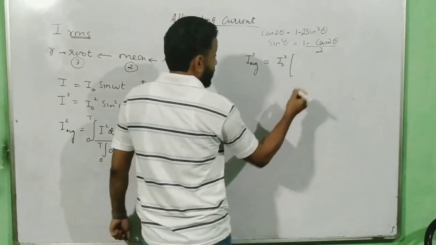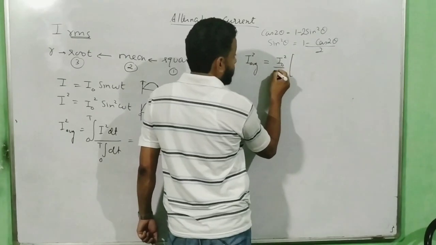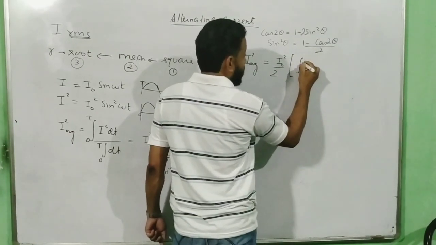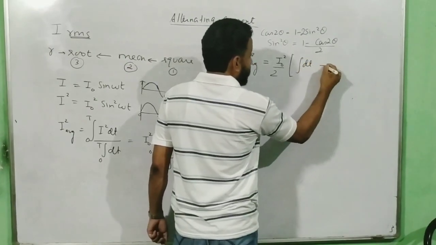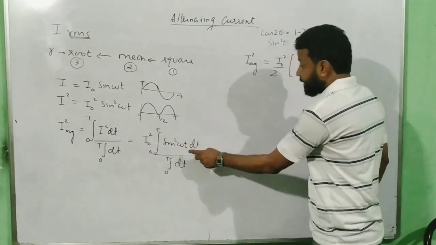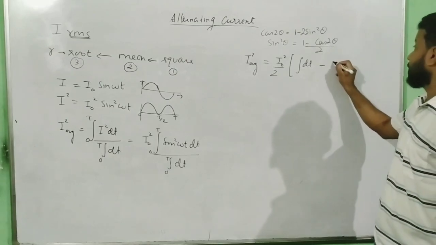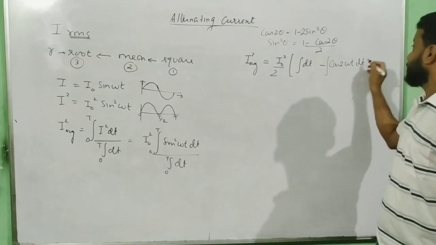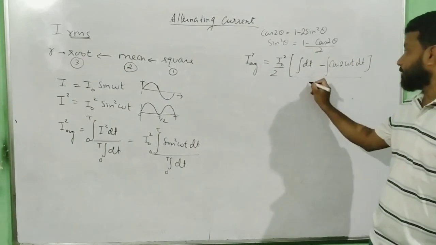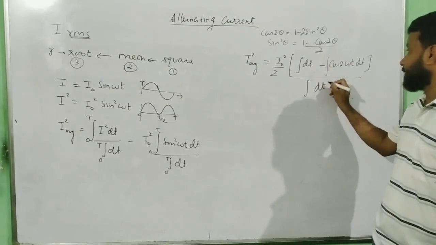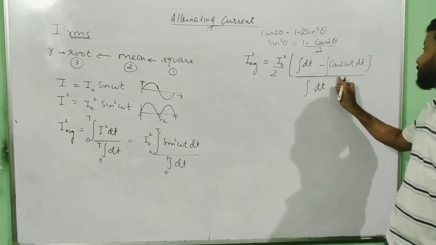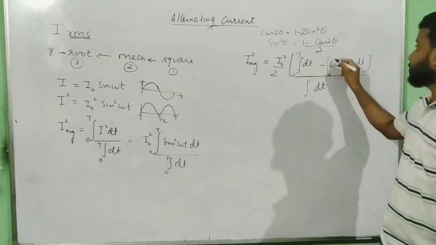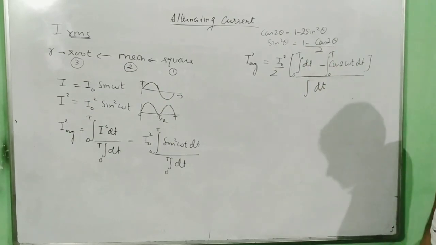Put the value of sine square, take this 2 outside, and then you have integral of 1, that is only dt, minus cos 2 omega t dt, and then integral of this. And at the denominator we have integral of dt, from 0 to T, and this is also from 0 to T.